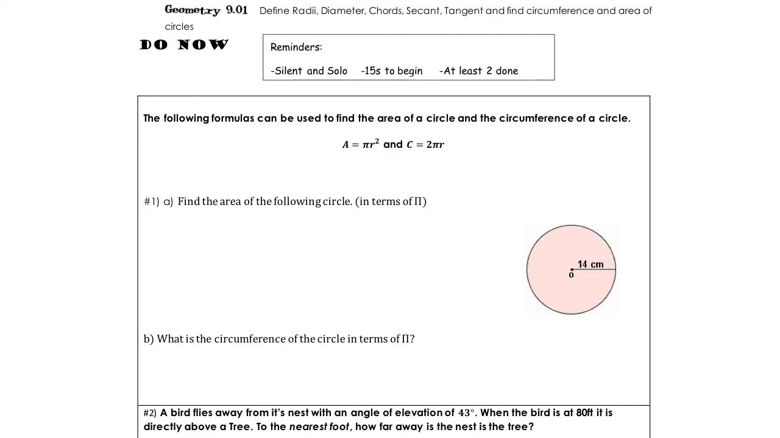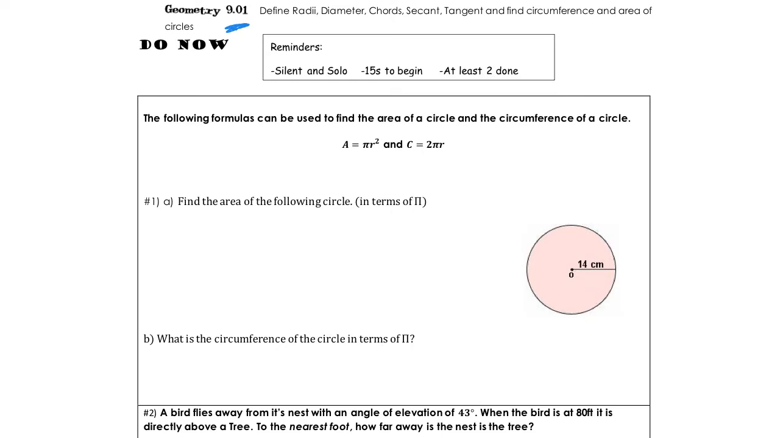So this is for Wednesday, March 25th, and we are going to start a brand new unit. This is the start of quarter 4 and a new unit. Last unit, Unit 8, was all about right triangles and trigonometry. Unit 9 is going to be all about circles.